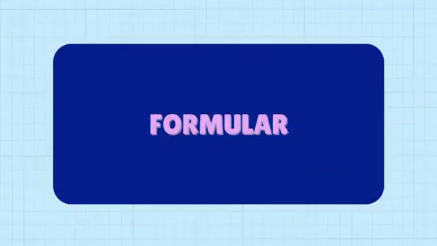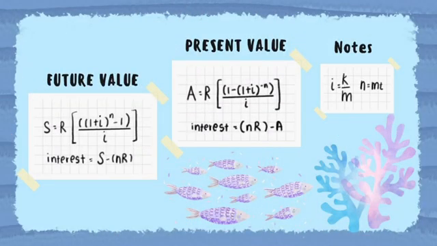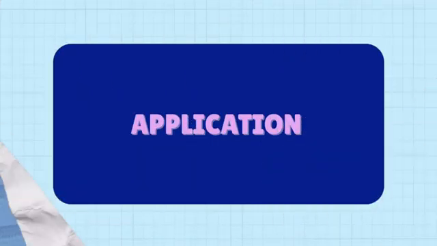Next, we will look into the formulas in annuity. There are two types of annuity formula. The first one, that starts with S, is the future value, and the second one, that starts with A, is the present value. We also provide a formula to find the interest for each of them. My friend Quratul has explained the formulas to you. So now, I will be continuing the presentation by sharing some real-life examples of how we can apply this concept.